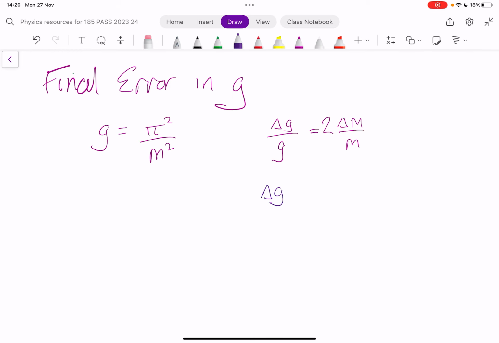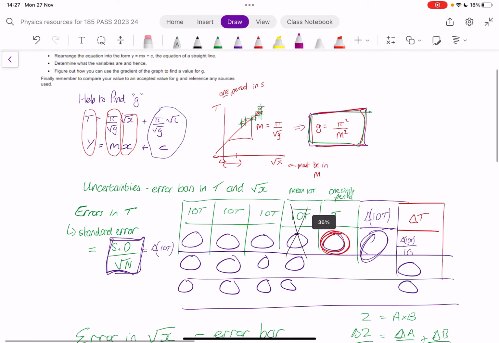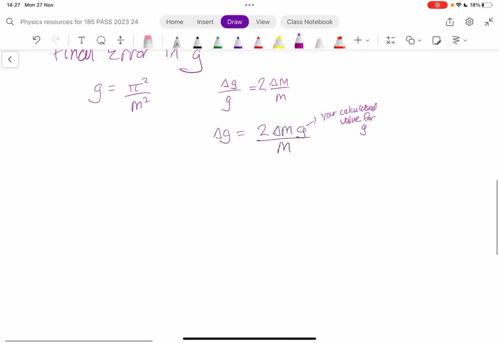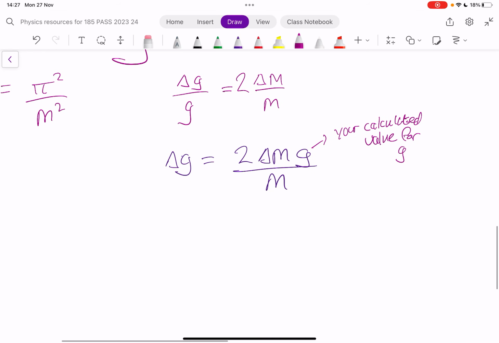Therefore, the uncertainty in G can be rearranged, and we just have to make sure we understand what each of these things are. So, G is your calculated value for G. So, i.e. what you worked out up here when you did the gradient of the graph and you worked out G from that. That's your value for G. M is the original gradient. So again, the one that you worked out G from.